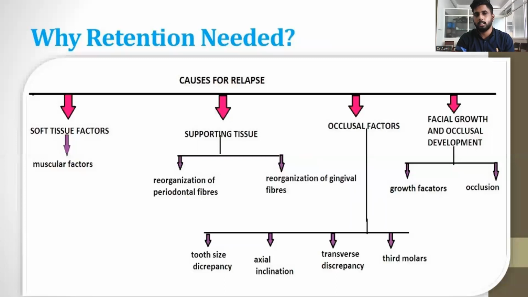So why is retention needed? That is the causes for relapse. It is divided into soft tissue factor, supporting tissue factor, occlusal factors, facial growth, and occlusal development. Under soft tissue factor, it's mainly muscular factor. Under supporting tissue factor, reorganization of periodontal fibers and reorganization of gingival fibers. Occlusal factor means tooth size discrepancy, axial inclination of each tooth, transverse discrepancy, and third molars. Under facial growth and occlusal development, growth factor and occlusion.